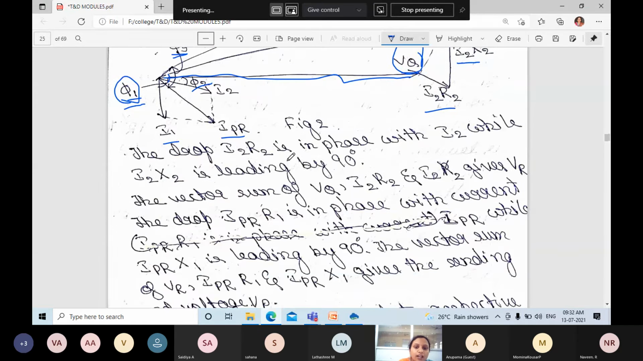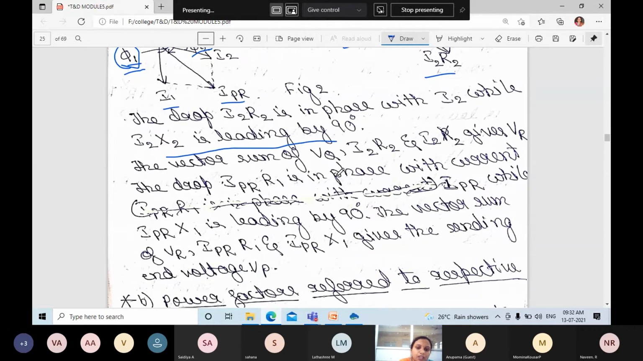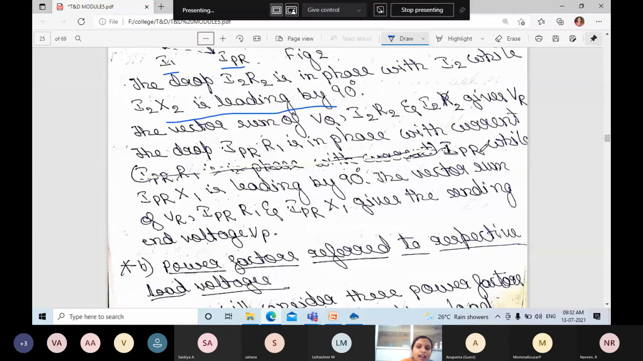The drop I2R2 is in phase with I2 while I2X2 is leading by 90 degrees. The vector sum of VQ, I2R2 and I2X2 gives VR. The drop IPR R1 is in phase with the current, while IPR X1 is leading by 90 degrees. The vector sum of VR, IPR R1 and IPR X1 gives the sending end voltage VP.